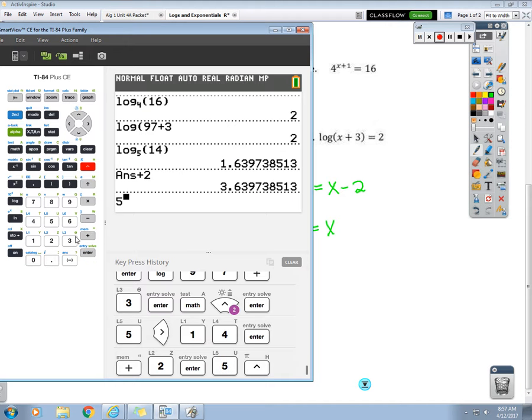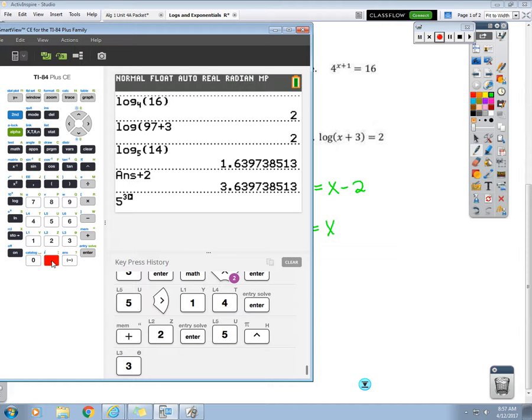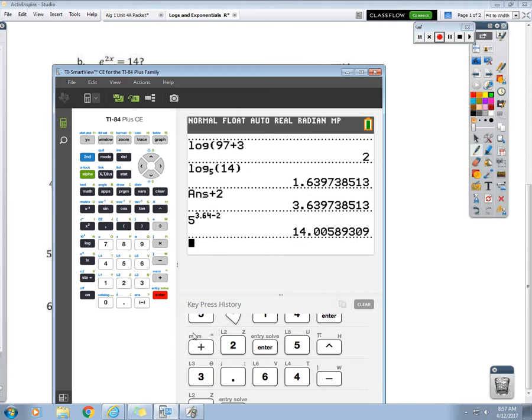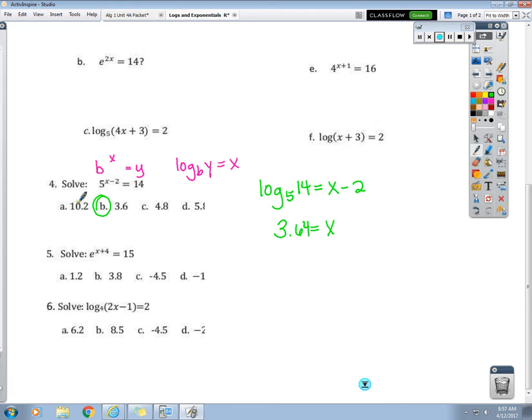5 raised to the 3.64 minus 2 brings you a lot closer. Okay, so yeah, it's just all about rounding. So if you are trying to do it by just plugging in answers, and that one only brought you to 13 point something, check the other 3. You're probably going to notice that they bring you nowhere near 14, so that has to be it.